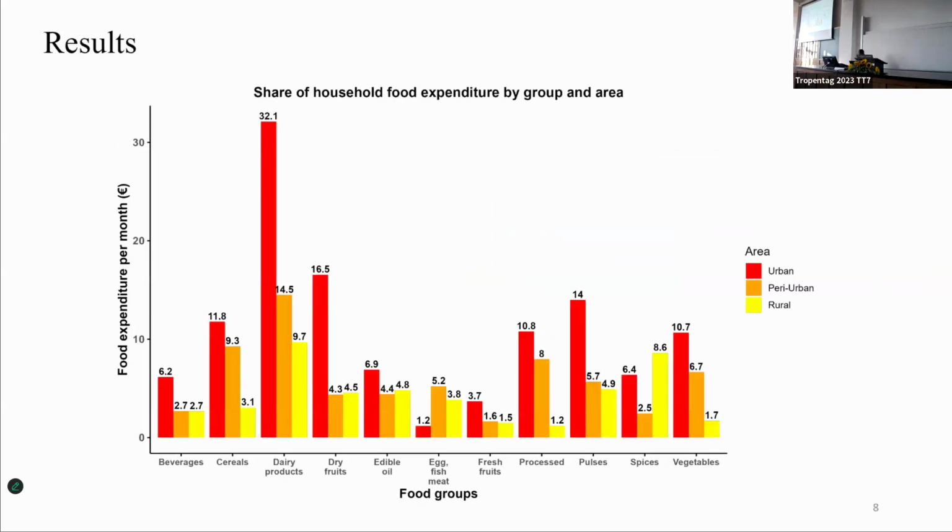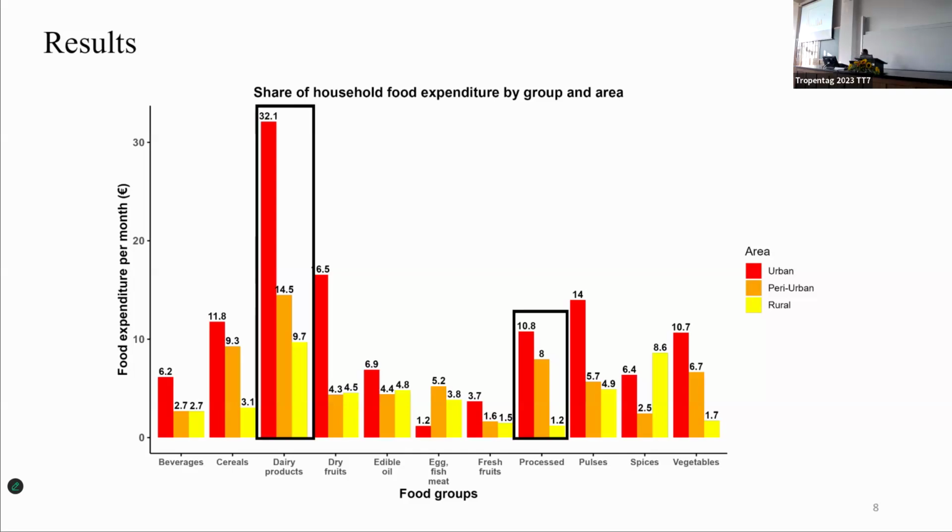And if you see where the share of the food expenditure is actually going, dairy products have the highest share of the food expenditure in all three regions, urban, peri-urban, and rural, with 32.1 euros per month in urban, 14.5 euros in peri-urban, and 9.7. We also wanted to see where urbanization is influencing, that is the processed foods, where the urban spend more as compared to the other two.